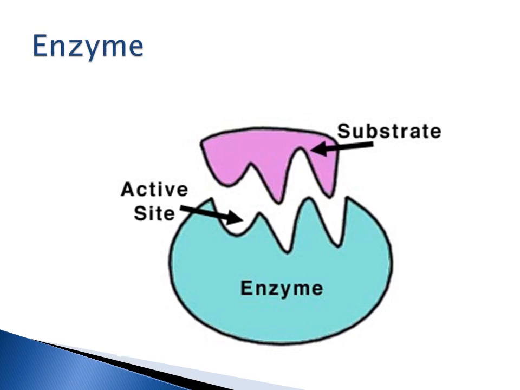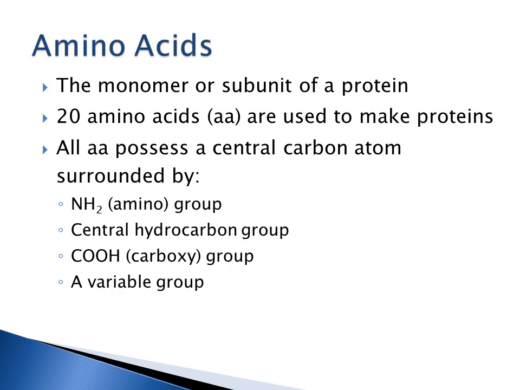So I already said an enzyme has the active site where the substrate needs to first bind in order for that enzyme to work. Amino acids. An amino acid is a monomer or a subunit of a protein. There are 20 different amino acids that are used to make proteins. All amino acids possess a central carbon atom surrounded by an amino group, a central hydrocarbon group, a carboxy group, and a variable group.